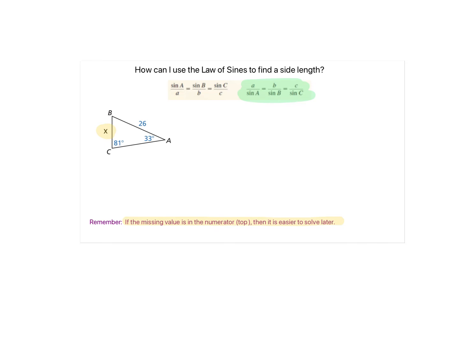So what we're going to do is, every one of these is just a side and the sine of the angle opposite of it. So we have angle A and x are opposite of each other. So we are going to say that x over the sine of the angle opposite of it, which is the sine of 33. So that's our first pair. That's one side of our proportion. And all we have is a side and the sine of the angle opposite of it. And then the other one, we have 81 and 26.